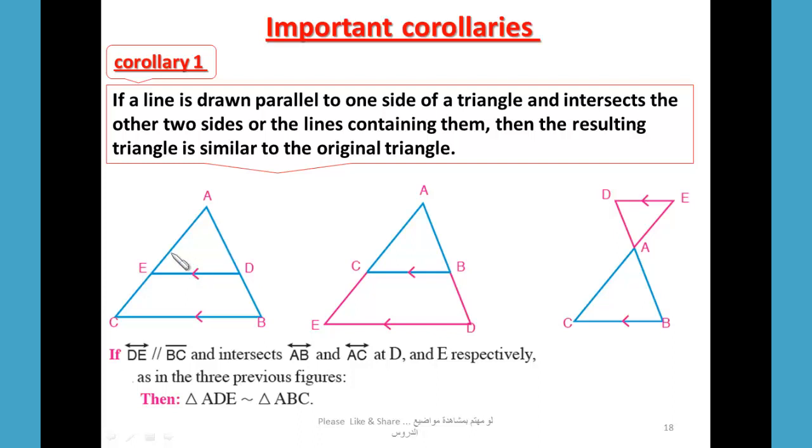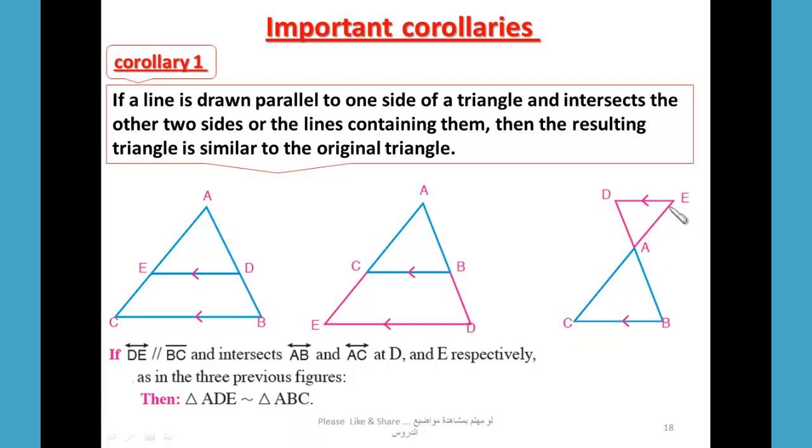Here we have in the first figure, if DE is parallel to BC, then we have two similar triangles. The resulting triangle ADE is similar to ABC. And if we draw DE out of the original triangle ABC, we have also two similar triangles, ABC and ADE. Again, here we have the original triangle ABC, and we draw DE in the extension of BA and CA.